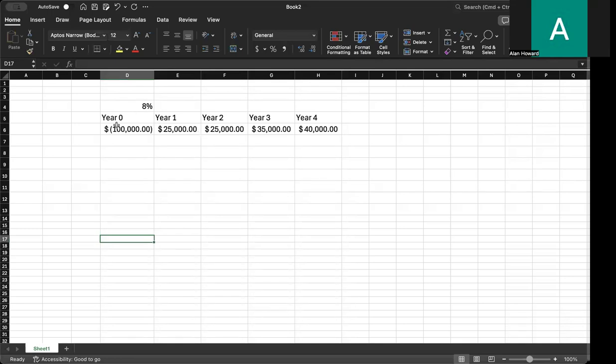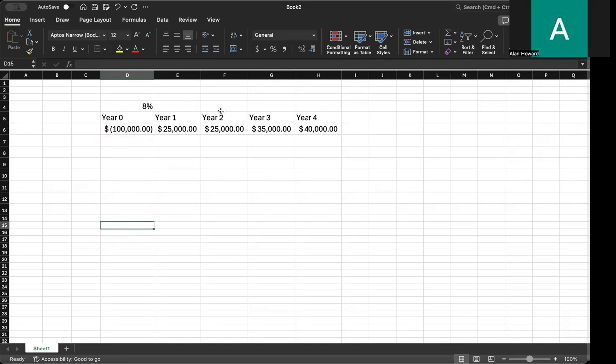I drew out these cash flows from year zero to year four. So the initial investment is $100,000, and then we have cash flows of 25,000 in years one and two, 35,000 in year three, and 40,000 in year four.